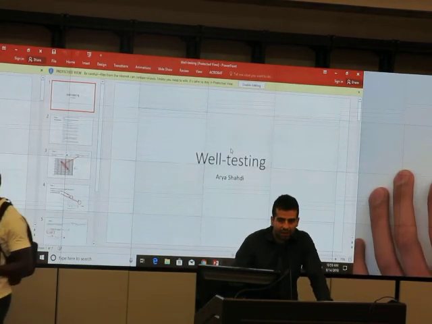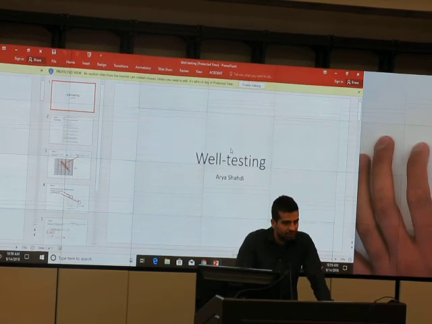Okay guys, if you have computers, laptops, just have it open.